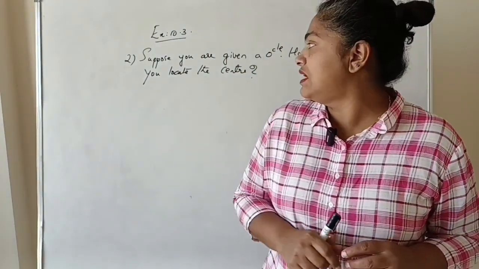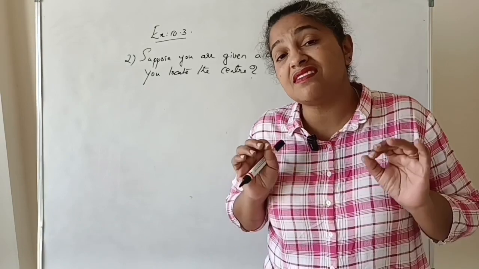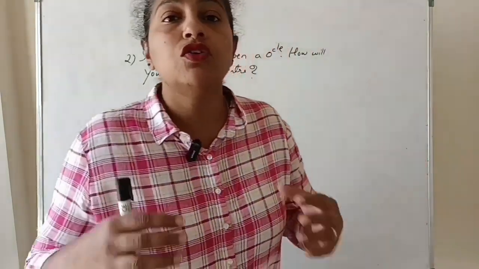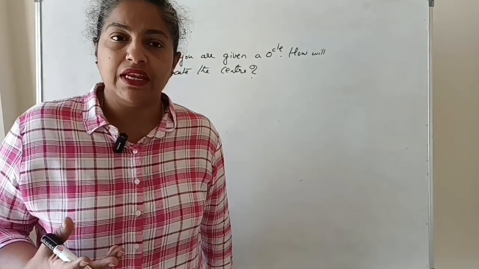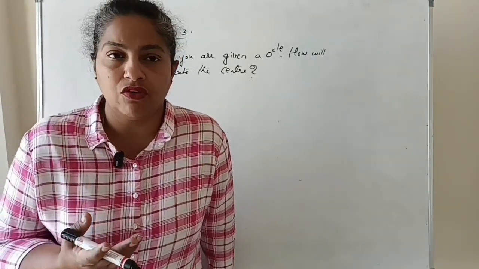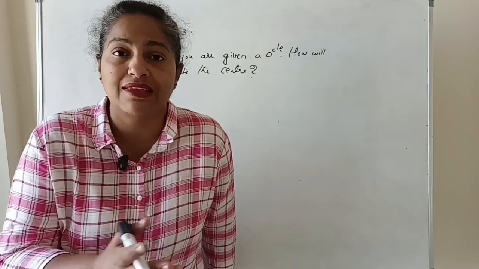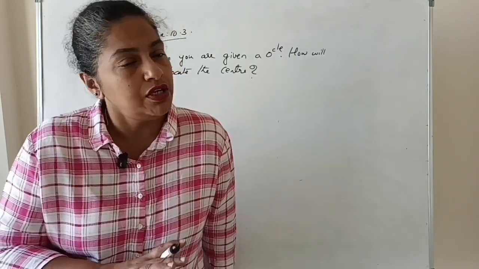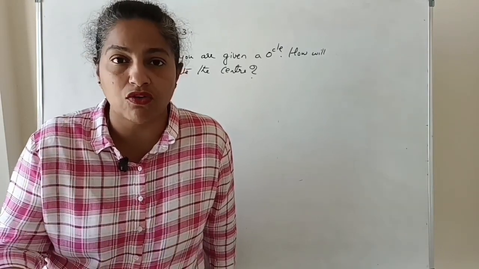There is a question in exercise 10.3 of the NCERT textbook. It is, suppose you are given a circle, how will you locate the center? So I just explained it now, but then how will you write the steps of that particular question? Suppose you are given a circle. It is a construction sum basically, so they expect you to do the construction also. Again, it is dependent on your teacher. If the teacher says it is totally a theoretical question, you need to write only the theory part of it.